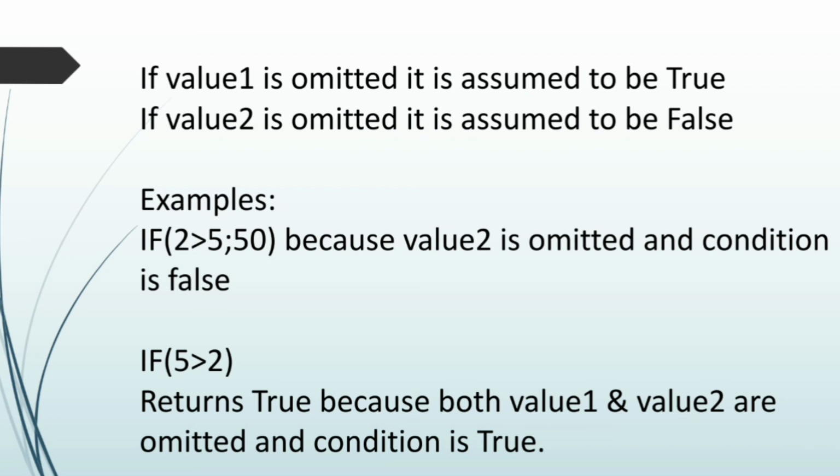Next example, IF(5>2) returns true because both value 1 and value 2 are omitted and the condition, that is 5 is greater than 2, is true.